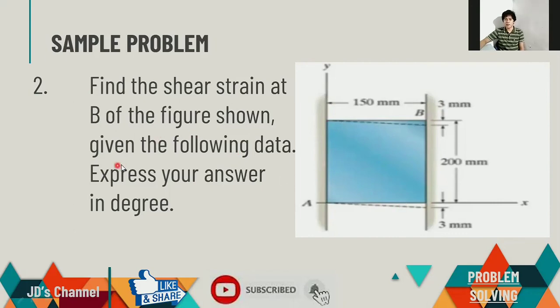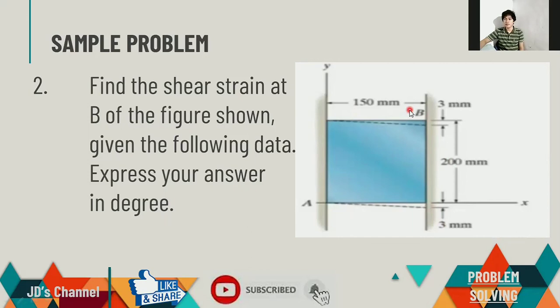Okay, so, given the following data, express your answer in degree. So, ito yun, class, naka-degree. So, we need to convert from radian to degree. Ayan, so ito yung ating given, class. So, at point A, at point B, so makita na naman natin, the same naman kasi yung in-adjust niya dito sa B is the same amount or the same angle na mag-a-adjust din dito sa A. So, ayan nga. So, para siya na 3 mm, 3 mm, and then 150 mm.